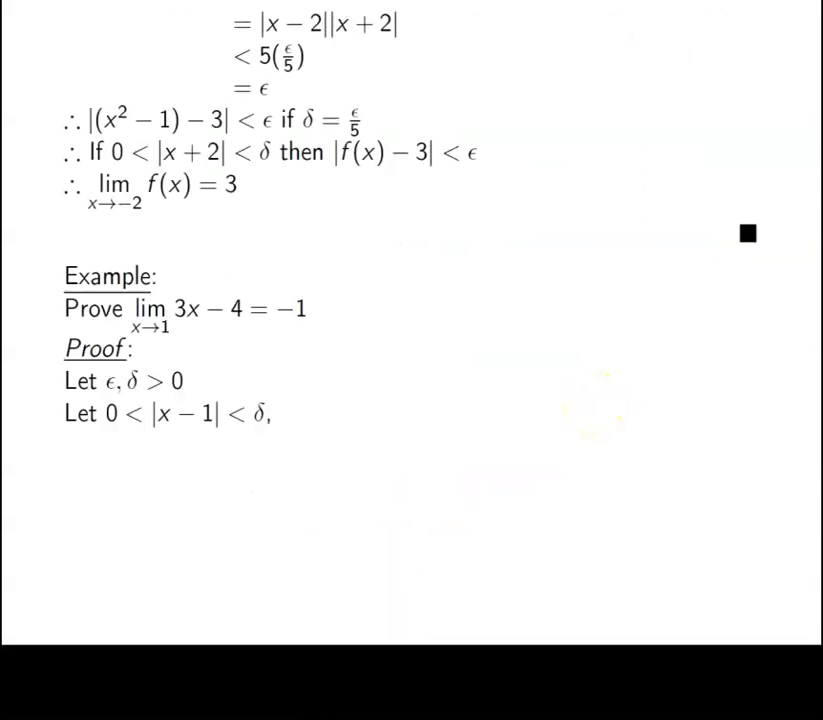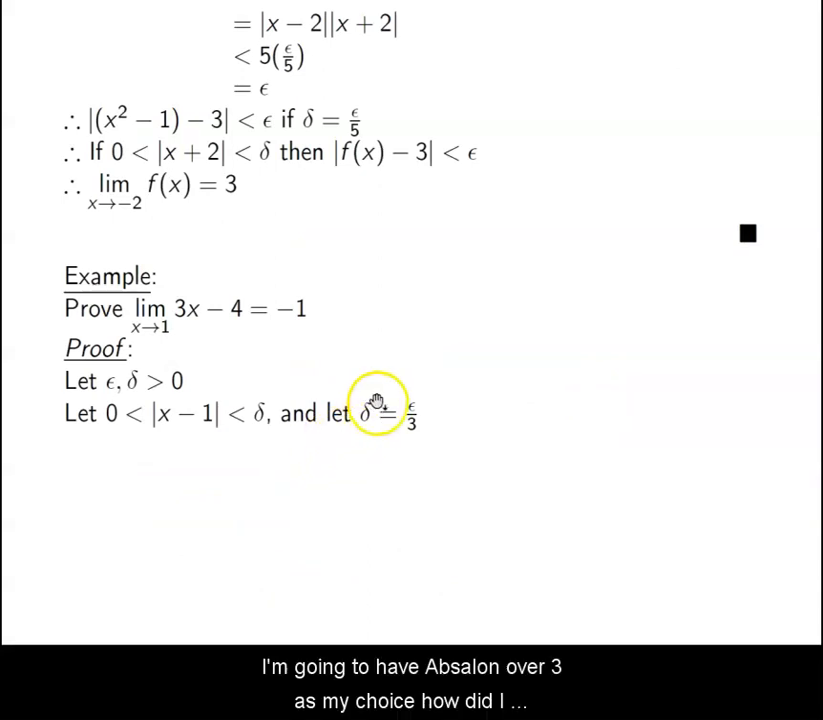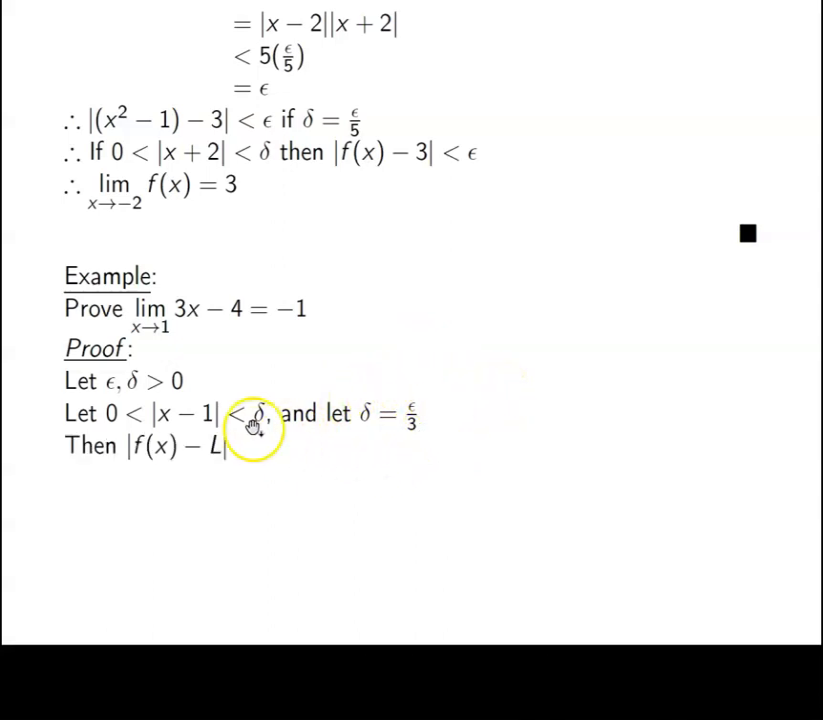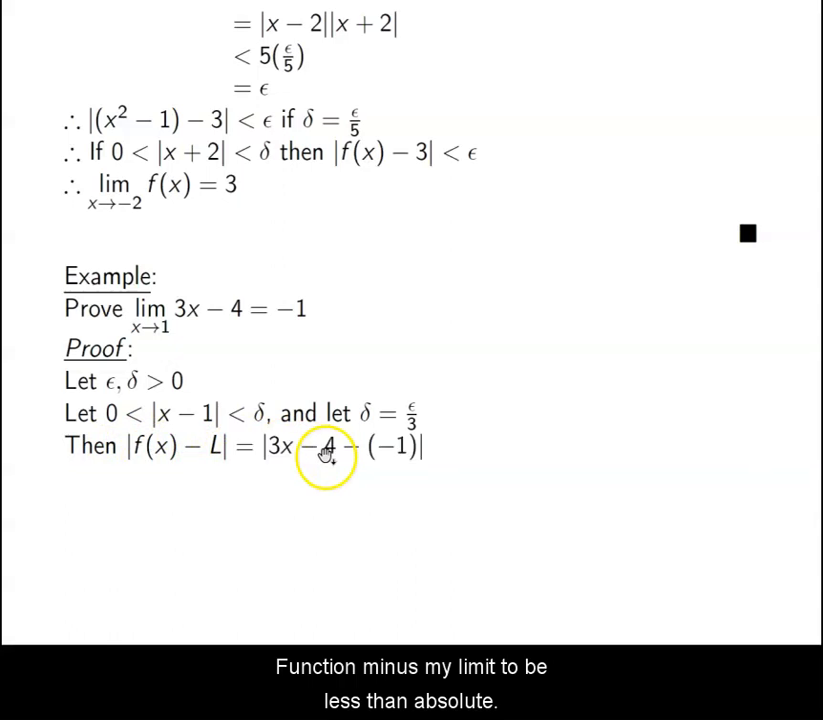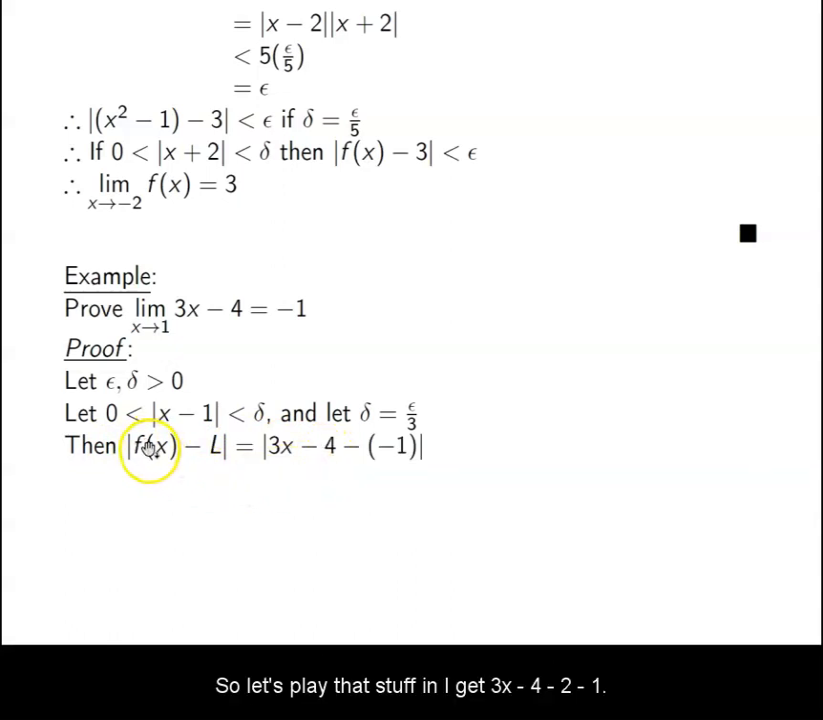Alright, so I'm going to have epsilon over 3 as my choice. How did I know that I needed it to be epsilon over 3? Again, I did some work on the side, okay, that you haven't seen here. So now I need my function minus my limit to be less than epsilon. So let's plug that stuff in.